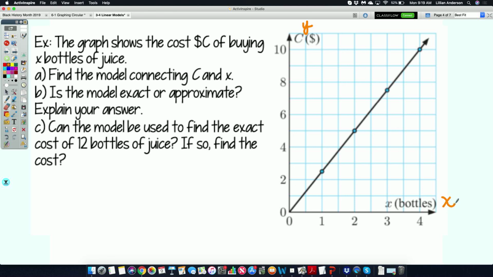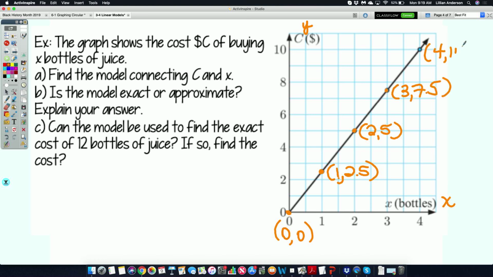Now, 1 bottle of juice costs how much? $2.50. 0 bottles of juice. Let me start with 0. 0 bottles of juice costs how much? $0. Which makes sense, okay? If I go in the store and I don't buy any juice, I don't spend any money. But 2 bottles of juice, 3 bottles, $7.50. and 4 bottles, $10.